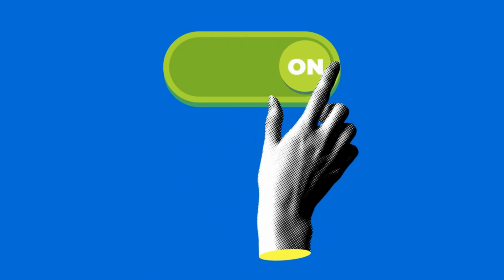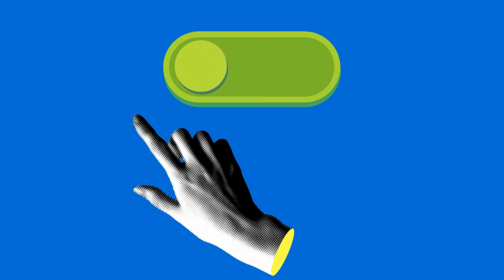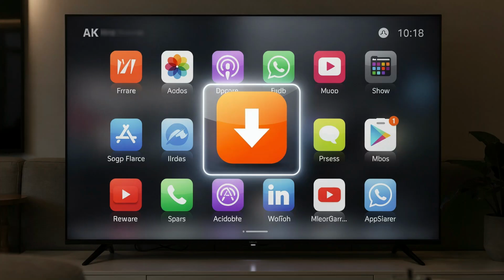Back out one step and select the new Developer Options menu. Turn on ADB debugging and then click Install Unknown Apps. Find Downloader in the list and turn it on. This enables Downloader to sideload apps that are not available in the official store.